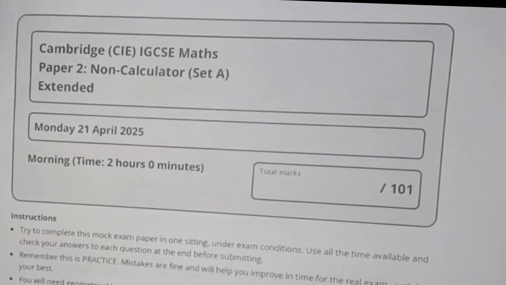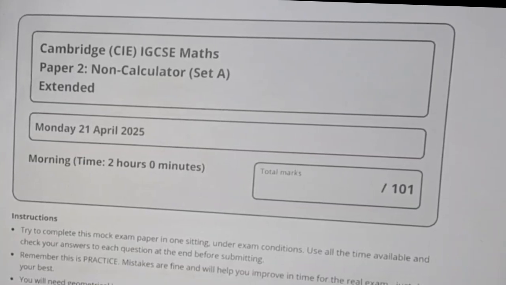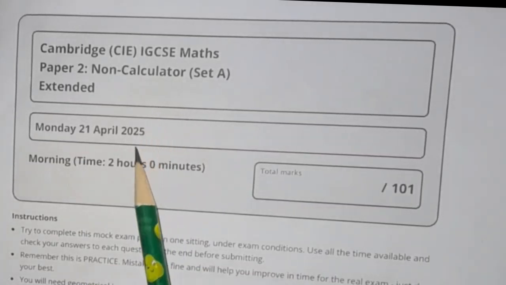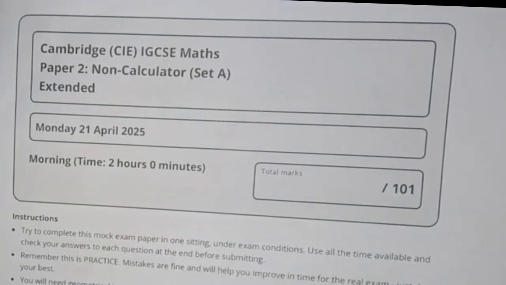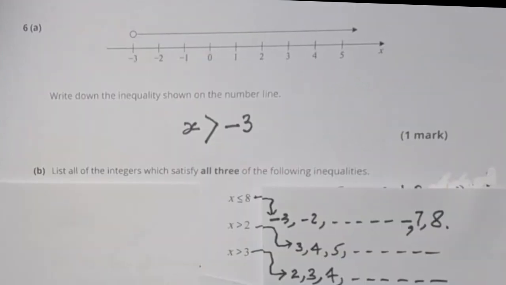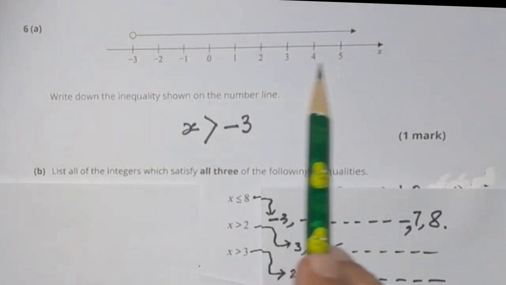We have already done question 1 to question 5 of this paper, and I am going to share the link with you for that. Today I am going to start from question number 6. Question number 6 is about number line. The number line is shown here.